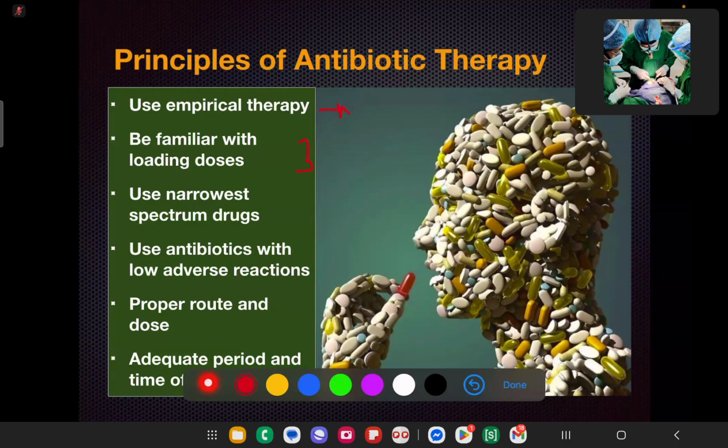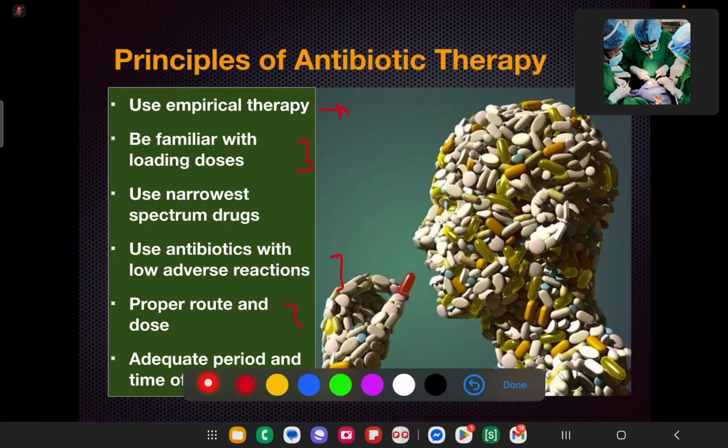And of course, you have to know to use the narrowest spectrum of drugs. It is improper to use high-end or highly expensive antibiotics, so you always start with the narrowest spectrum. And of course, use antibiotics with low adverse reactions, so antibiotics which would not cause any reactions in the area. And of course, proper route and doses.